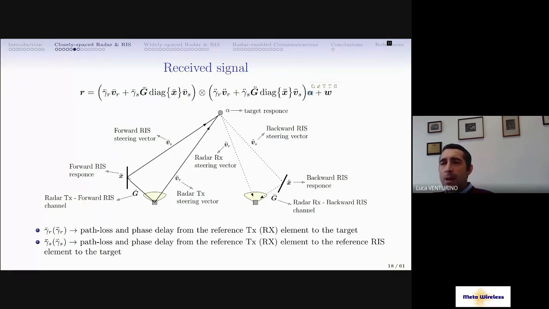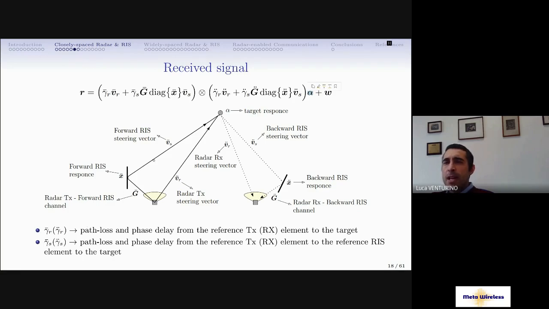Once we deploy the radar transmitter and once we deploy the RIS, this channel can be estimated. And in most cases, it will not vary much over time, unless there are close moving objects, which may not be the case in most radar applications. Also, these coefficient gammas, as I will show you later, are related to the propagation model that we have. So once we assume free space propagation, they are also known quantities.